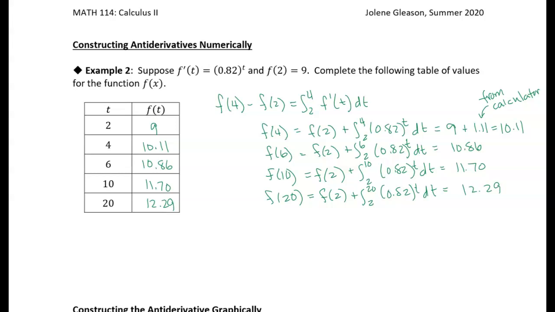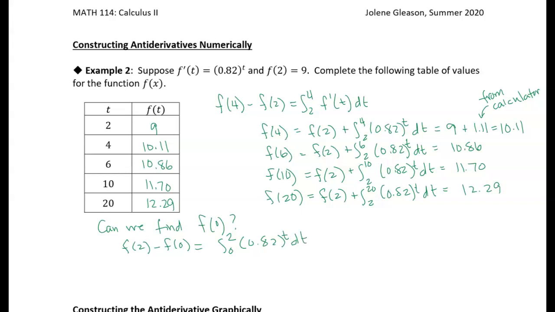So here's a question. Can we find f of 0? We've used numerical methods to work forward. Now let's see if we can work backwards. That shouldn't be too hard, because I know that f of 2 minus f of 0, just using the fundamental theorem of calculus, is the integral from 0 to 2 of the function 0.82 to the t dt.